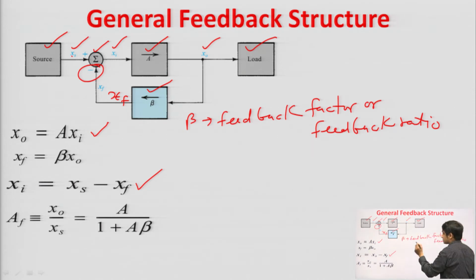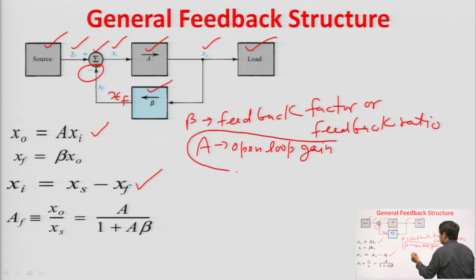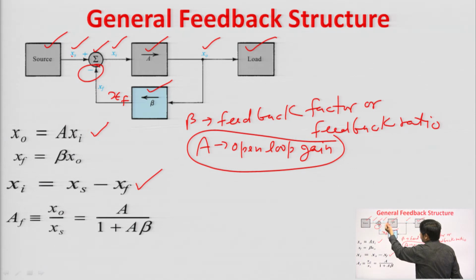Now, try to understand what this A is. This A is the open loop gain. Open loop gain means gain without feedback. So, X naught will be A into Xi, simple. And what is Xf? Xf will be beta into X naught, because X naught is coming at the input of the feedback circuit. So, the output of this feedback circuit will be beta multiplied by X naught.